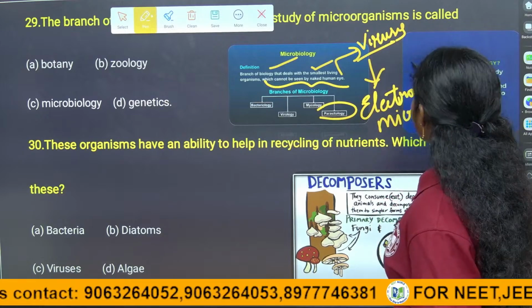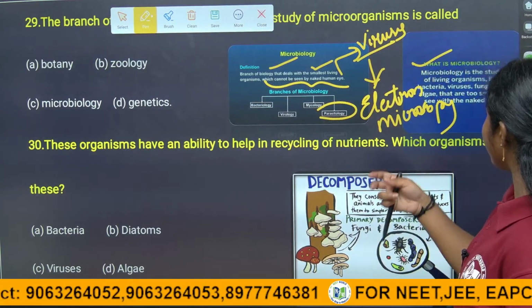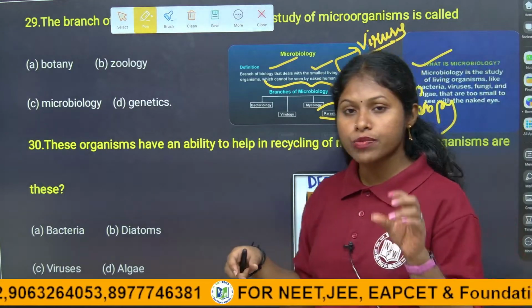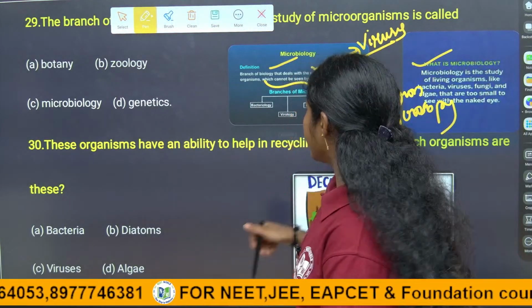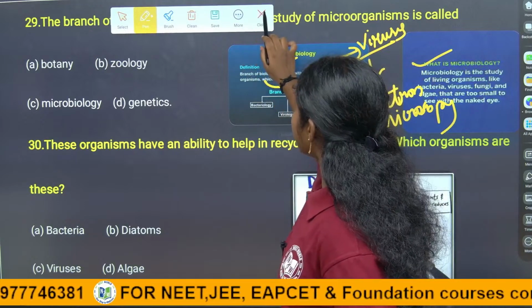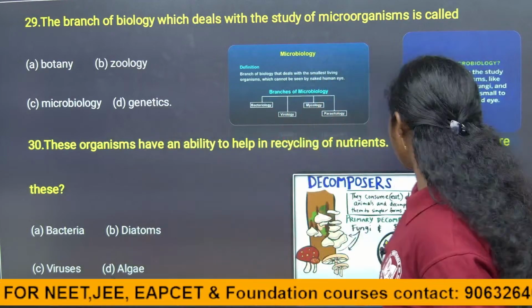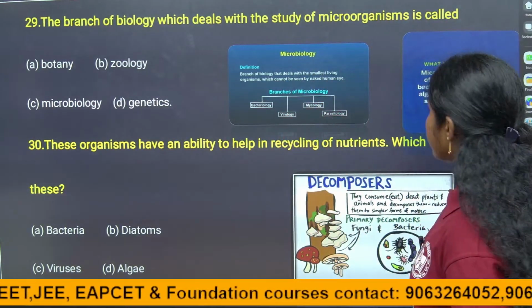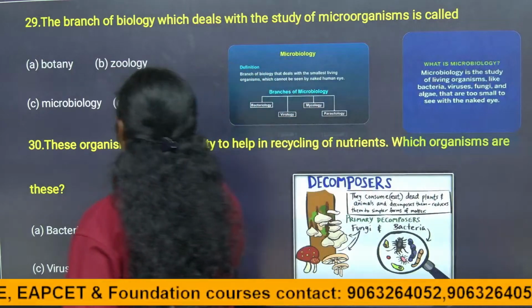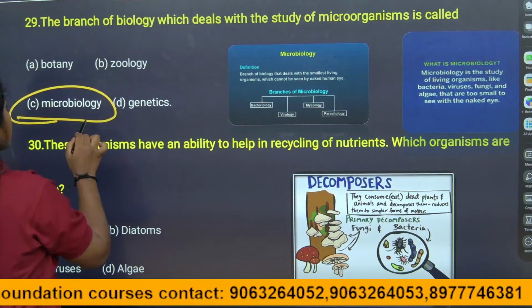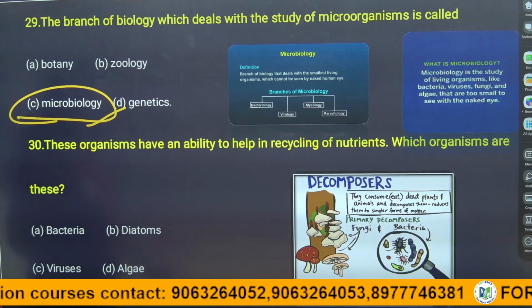So what is microbiology, children? It is the study of living organisms like bacteria, virus, fungi and algae that are too small to be seen with the naked eye. This is the study of microorganisms. The answer is microbiology. I hope you all get this, children. They asked one mark type of questions also. The answer is C. Coming to the last question, children.